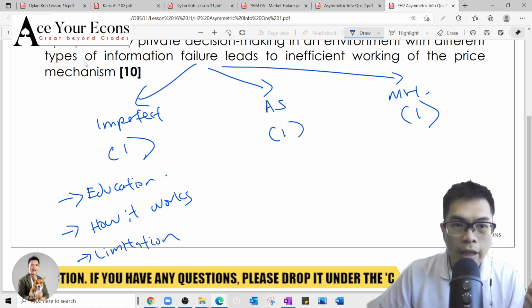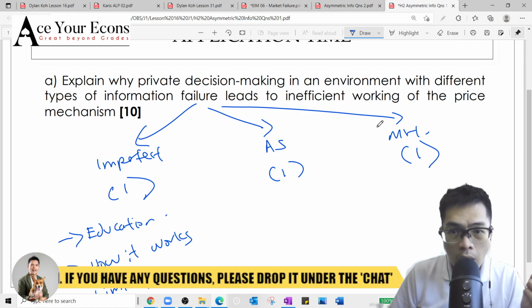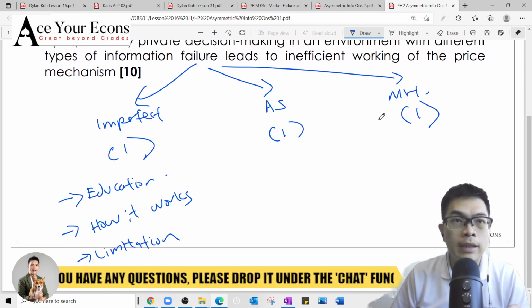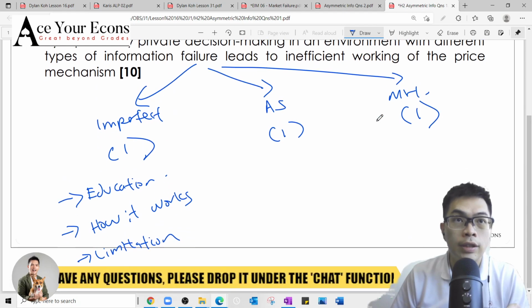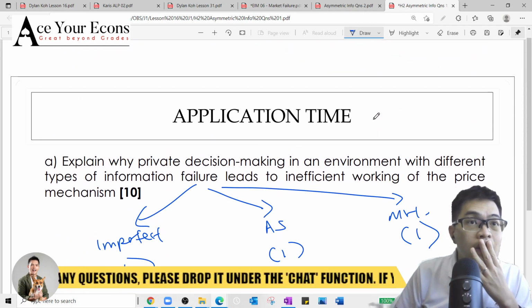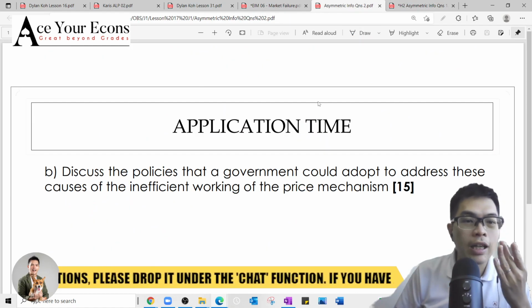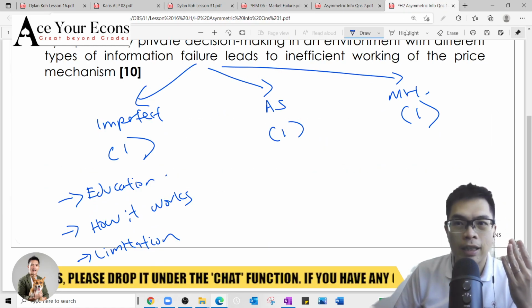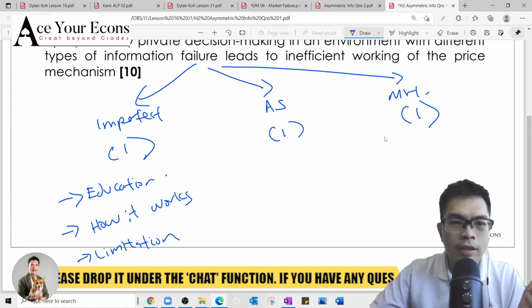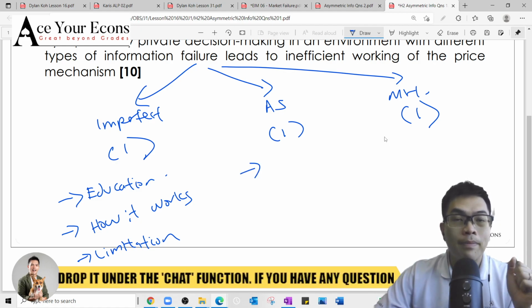Okay, for adverse selection, this question does not specify government or private solutions, right? Did it? No, the government. No. Yeah, Part B. Yes, it does. Then in that case, you have to pick a public solution.